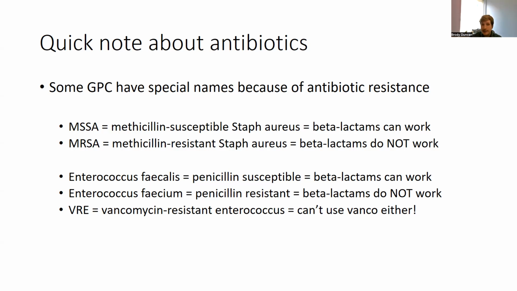Finally, VRE is vancomycin-resistant enterococcus. This is important because with VRE, you can't use vanco, in addition to not using, for example, beta-lactams for Enterococcus faecium. So it's actually quite a big problem. So again, this is not a talk about antibiotics, but I do think MSSA, MRSA, and VRE are some names of bacteria that you do need to know.